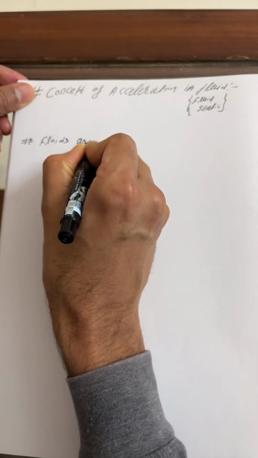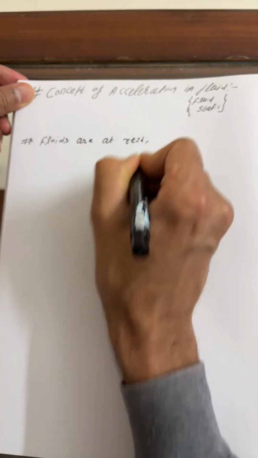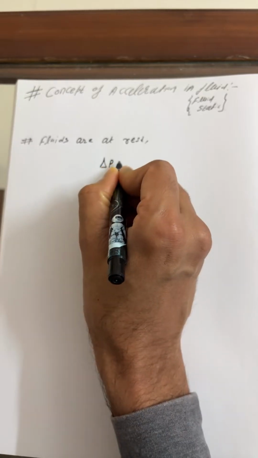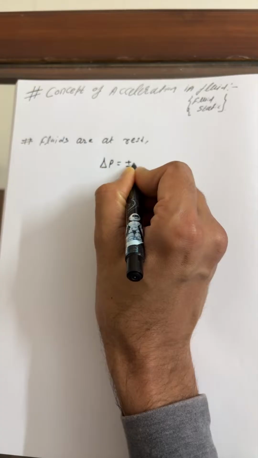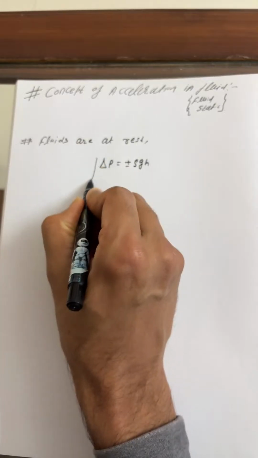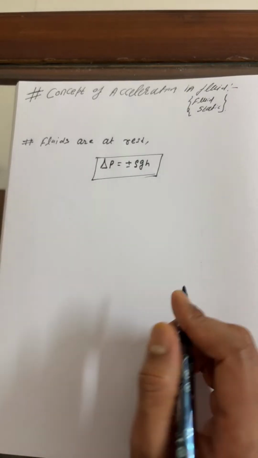Fluids are at rest, right, my dear? If fluids are at rest, then what is the change in pressure difference? The change in pressure difference is plus or minus rho gh. This is a basic formula. If fluid is at rest, then delta P is plus or minus rho gh. So there are two cases, right?